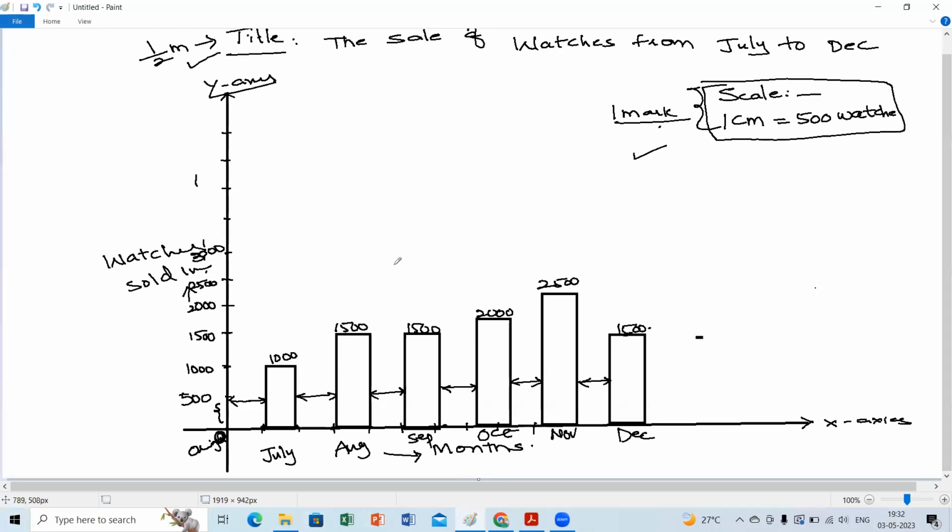That's one criteria. Coming to the second part, double bar graph. This is only a bar graph. Coming to double bar graph.